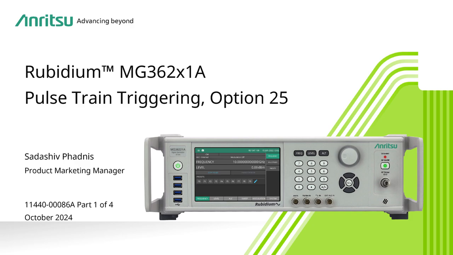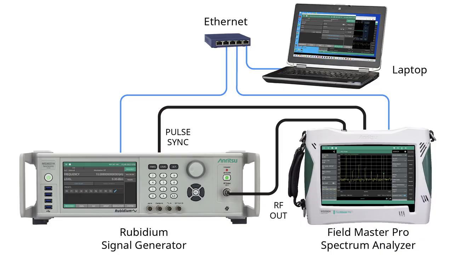I will use this setup to generate a pulse train and show how it can be combined with various trigger mechanisms. In this setup, the RF output of the Rubidium signal generator is connected to an MS2090A Anritsu handheld spectrum analyzer. I have also connected Rubidium's pulse sync output to the external sweep trigger input of the MS2090A. Rubidium's pulse sync output generates a TTL sync at the start of each pulse period.